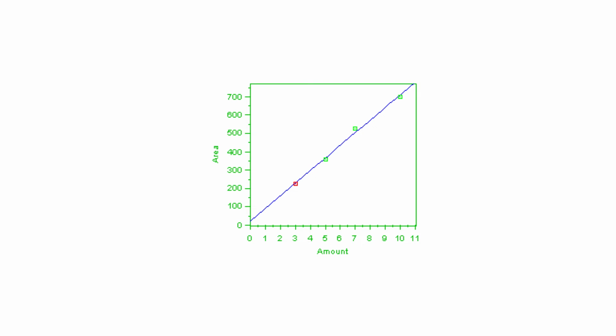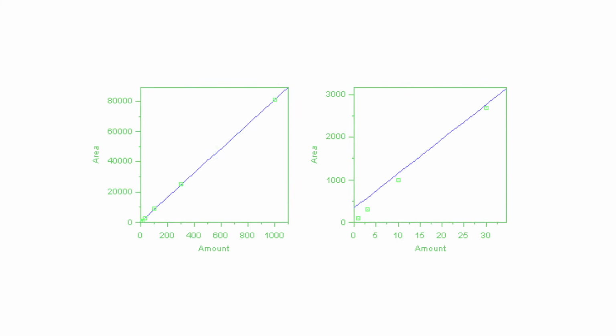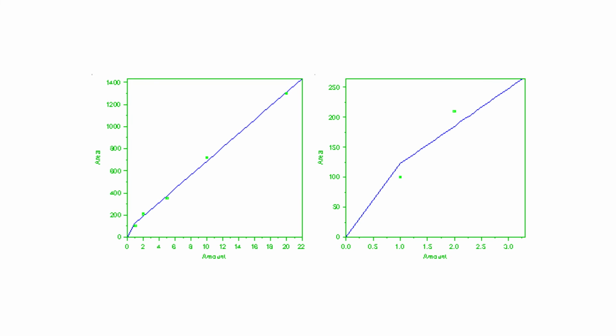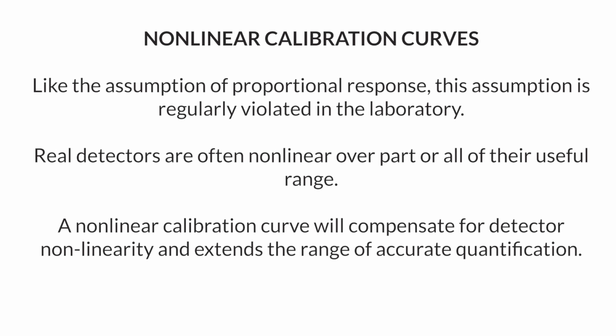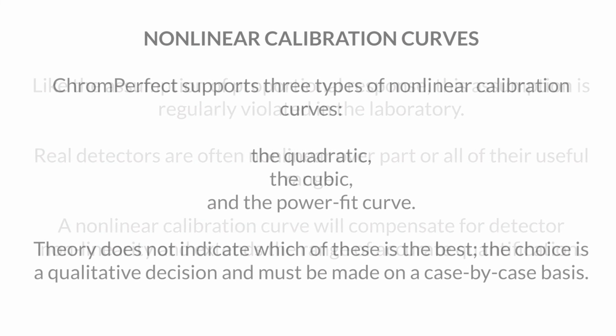Nonlinear calibration curves. The calibration models discussed so far have all used linear calibration curves. Any deviations of the points from this line were assumed to be due to measurement error, not to inherent nonlinearity in the detector response. Like the assumption of proportional response, this assumption is regularly violated in the laboratory. Real detectors are often nonlinear over part or all of their useful range. A nonlinear calibration curve will compensate for detector nonlinearity and extends the range of accurate quantification.